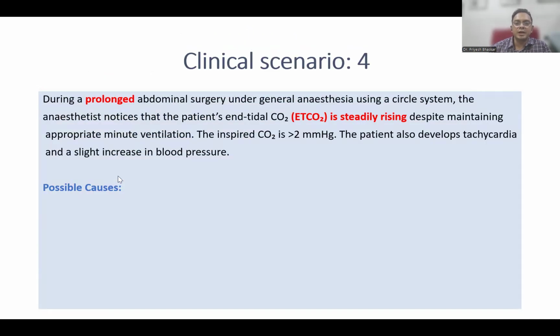Now coming on to clinical scenario 4. During a prolonged abdominal surgery under general anesthesia using a circle system, the anesthetist notices that the patient's end-tidal CO2 is steadily rising despite maintaining appropriate minute ventilation. Inspired CO2 is more than 2 millimeters of mercury. The patient also developed tachycardia and a slight increase in blood pressure. What might be the possible causes?